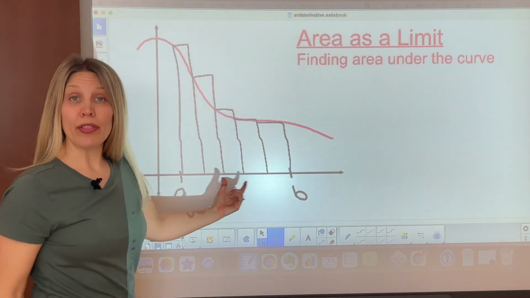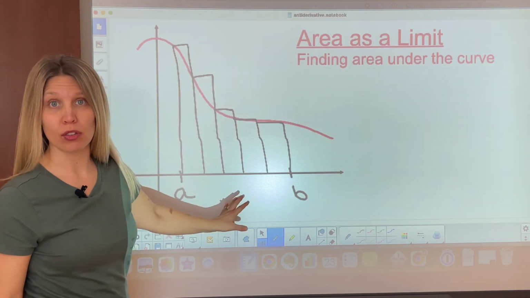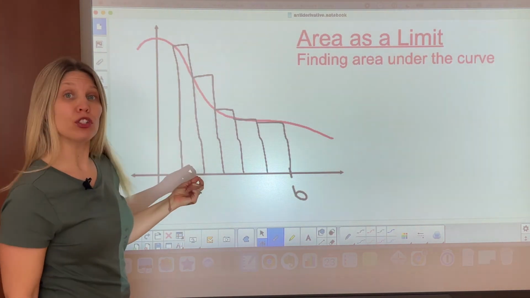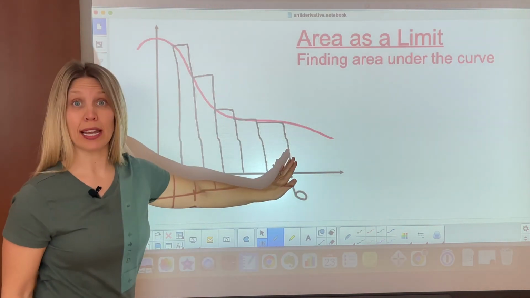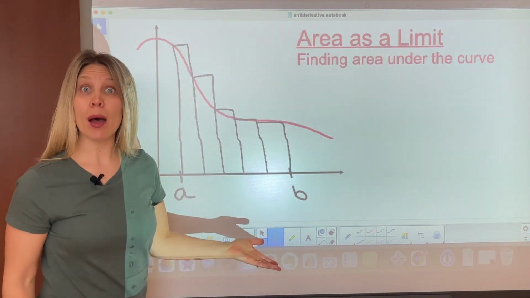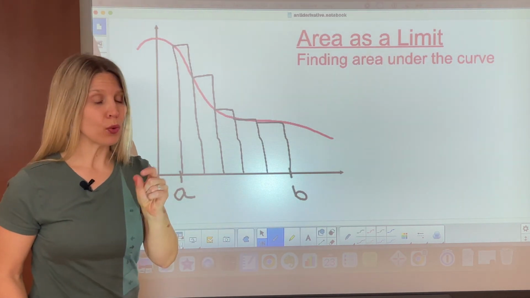Now ideally you want them the same width at the bottom, okay? So we're just going to estimate that these are the same width. And all we would have to do here is find the area of each of these rectangles and add them up, okay? But now what if we did smaller rectangles?